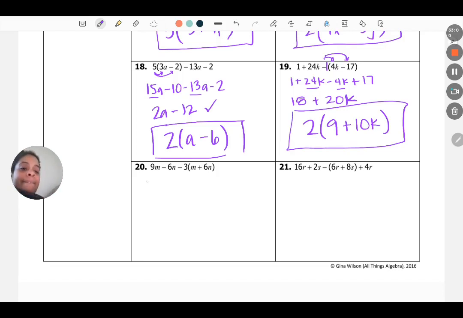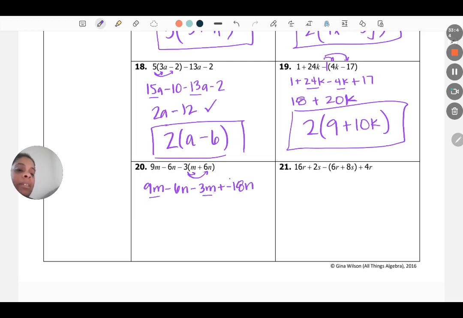We have to distribute. So we're going to rewrite this first. We have 9m minus 6n minus 3 times m, minus 3m, and 3 times 6n is, we're going to leave the sign, and then leave the plus sign in there, but then we're going to do negative 3, so we'll do negative 18n. There we go.